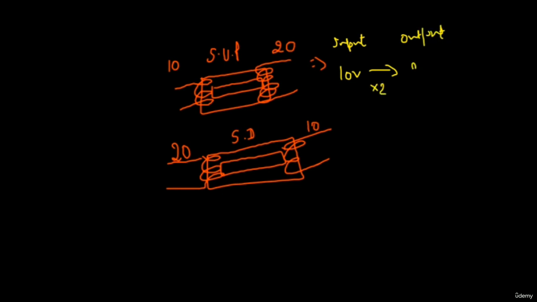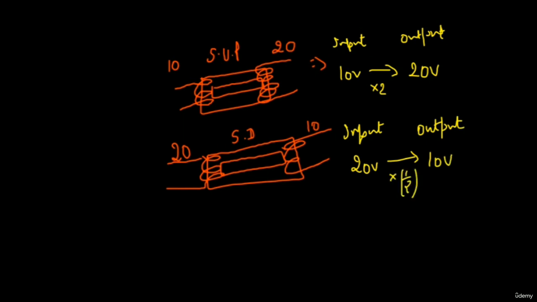So 20 volts. Now, in the second case, if you give the input 20 volts, you are going to receive the output how many volts? Can you guess that? Well, exactly, 10 volts. So it becomes half. The second one is known as a step down transformer, and the first one is known as a step up transformer.